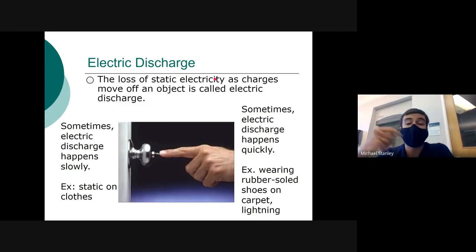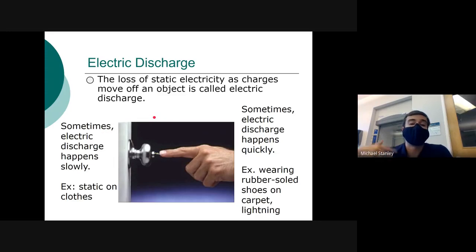So the actual shock that you get when you build up charge and then touch something that shocks you is not called a static shock in science. It's called electric discharge. Sometimes it happens kind of slowly. Like if you ever put clothes through a dryer and they were all moving around together in that hot, dry air. Sometimes when you're taking them out, you can feel a little bit of that electric charge on there, right? It feels a little bit tingly, especially if you're doing a bunch of big sweatpants or blankets or something like that.